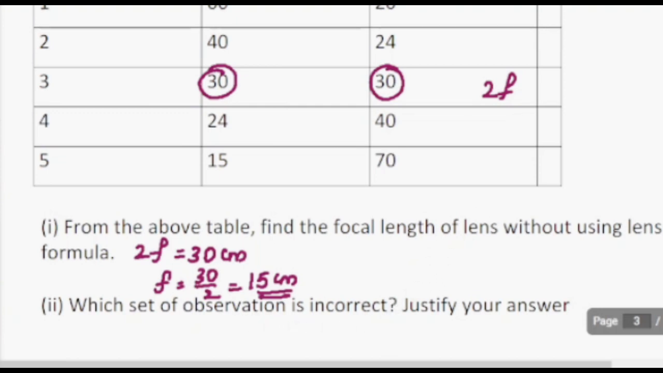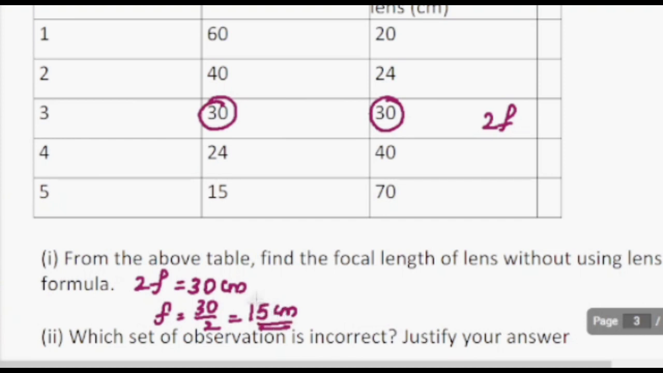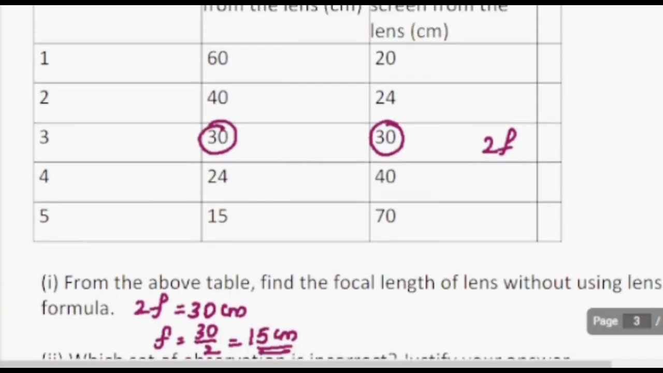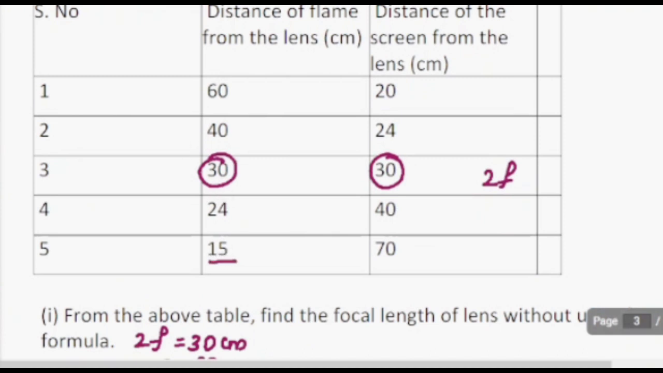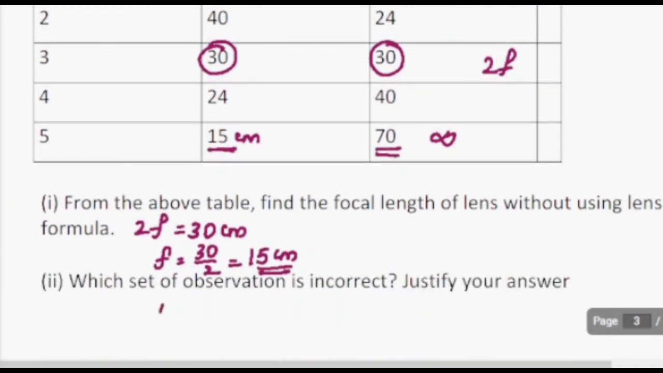Justify your answer. From this we are getting an idea about the distance, because this 15 centimeter is the focal length. So if you are keeping the object at 15 centimeter, at the focus, what should be the image distance? It should be at infinity, but here it is given as 70 centimeter. So this could be the wrong observation. So the fifth observation is wrong, as the object is on the focus, so the image should form at infinity.